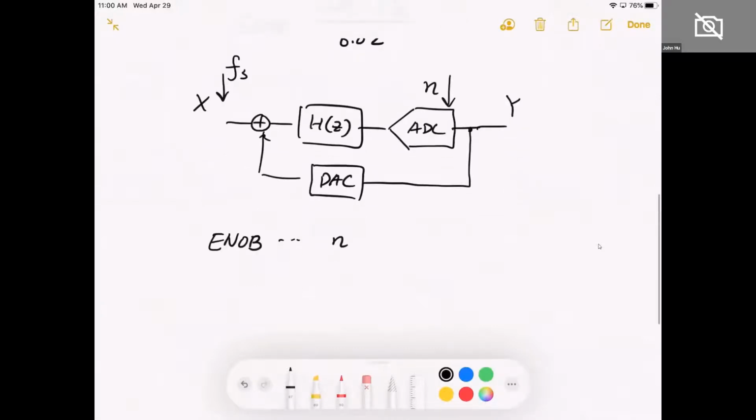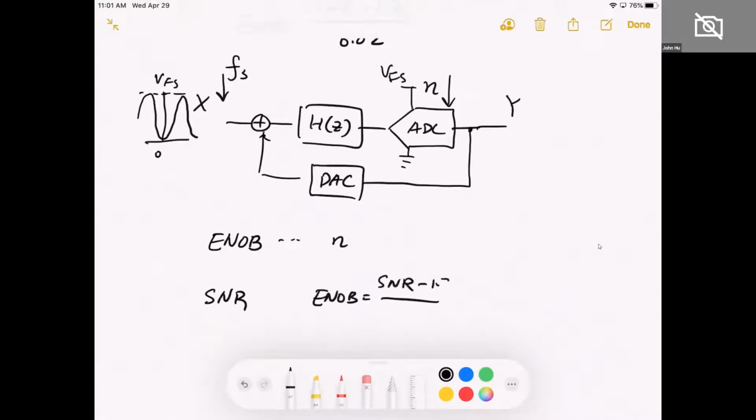The effective number of bits is always related to the actual achieved signal to noise ratio, because the maximum signal we put in is a sinusoid at full scale. The full scale is the full scale of the ADC, VFS. We are putting in a sinusoid of VFS, utilizing the full scale, right? So the effective number of bits is always calculated from the real SNR. The effective number of bits is whatever SNR we achieve minus 1.76, divided by 6.02.